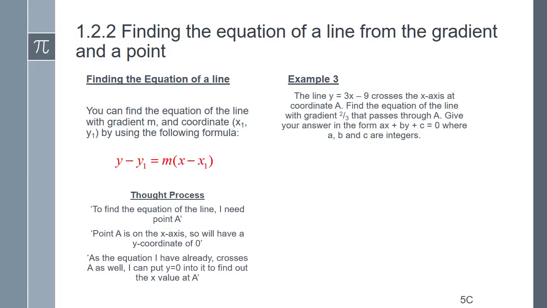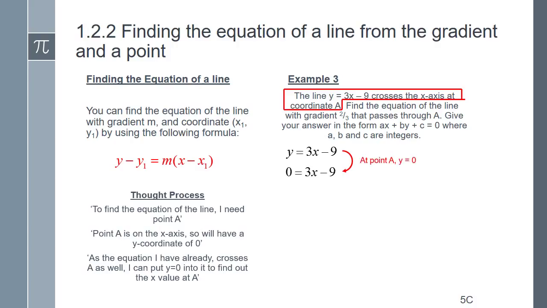So I have the equation there already, y equals 3x minus 9. If I put y equal to 0 in that equation, then I can find out where A is. So y is 3x minus 9. I substitute 0 for y. 0 equals 3x minus 9. I add the 9 on, divide by 3. x is equal to 3. So the point A is at the point (3, 0).